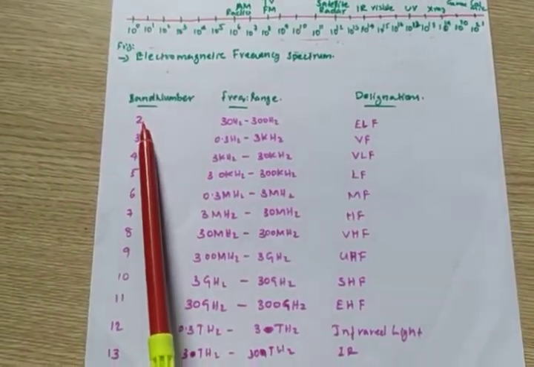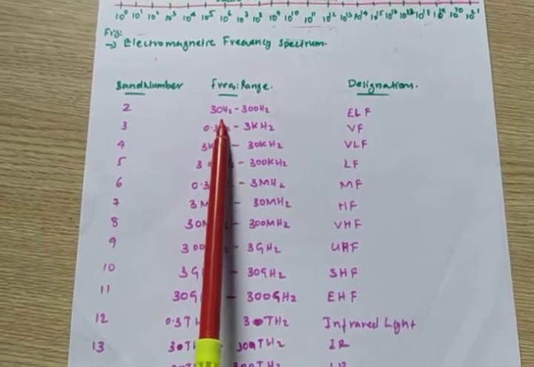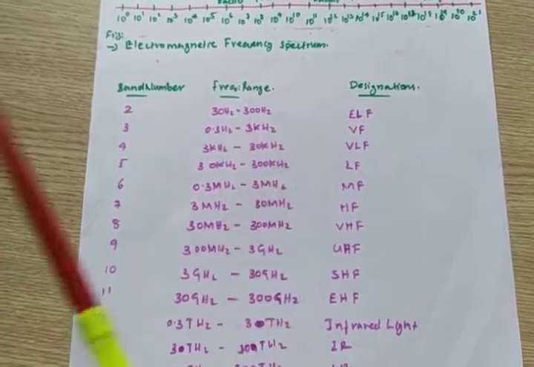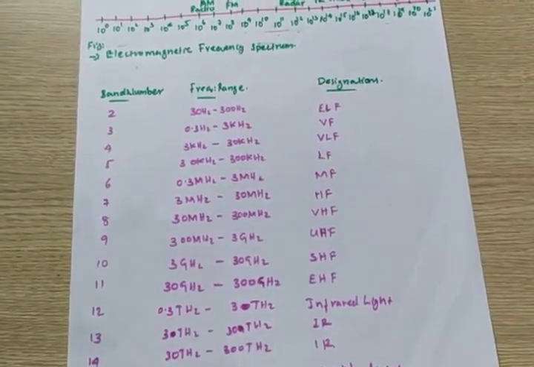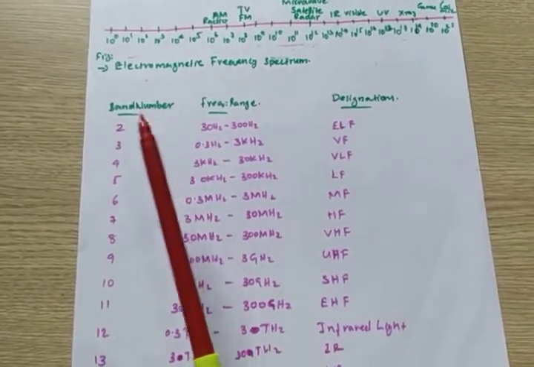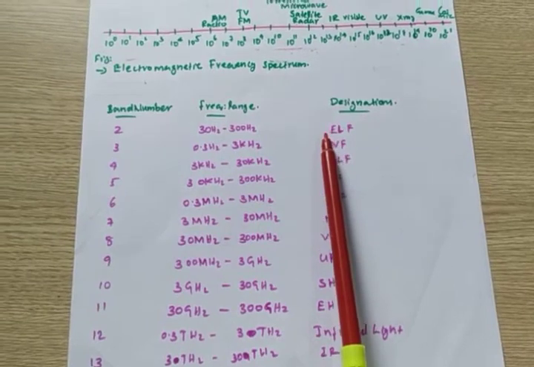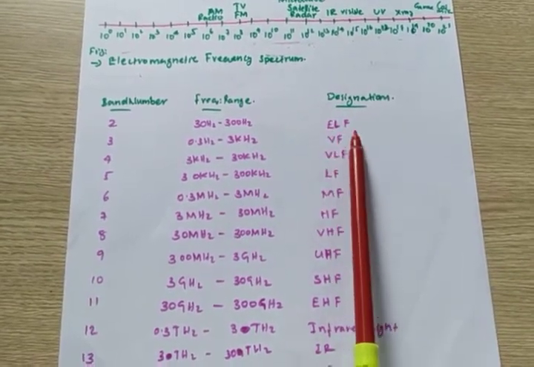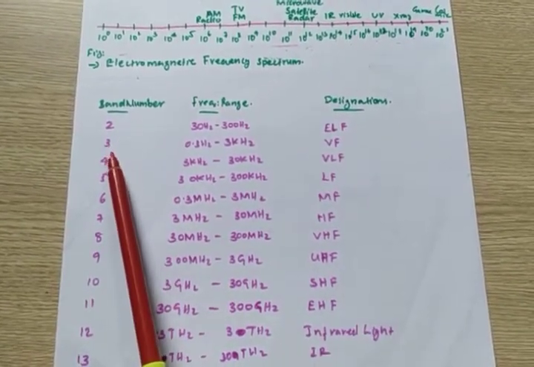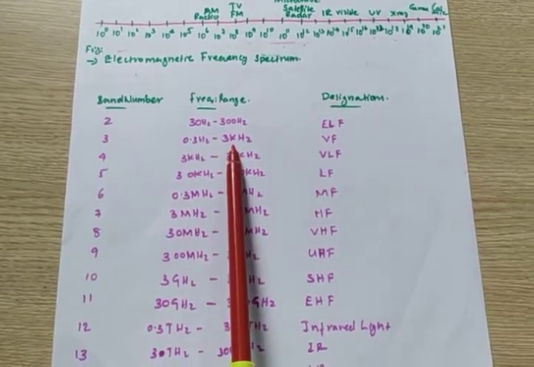Band number 2 is 30 hertz to 300 hertz. That is extremely low frequency, called ELF, extremely low frequency. Band number 3, 0.3 hertz to 3 kilohertz.